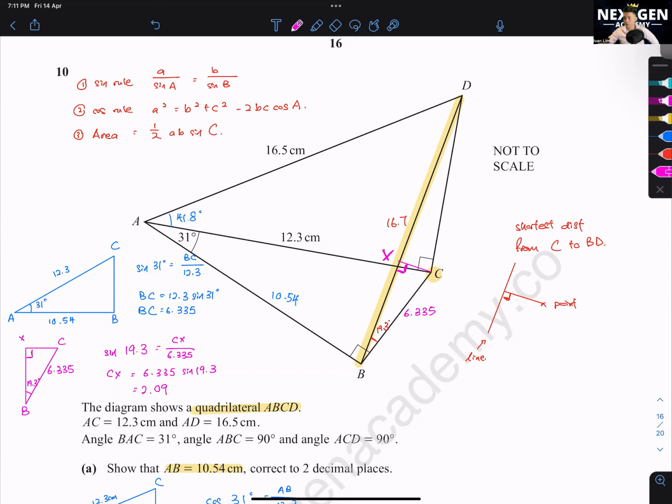Okay, so this last one, understand? Yeah, move this down there. Yeah.